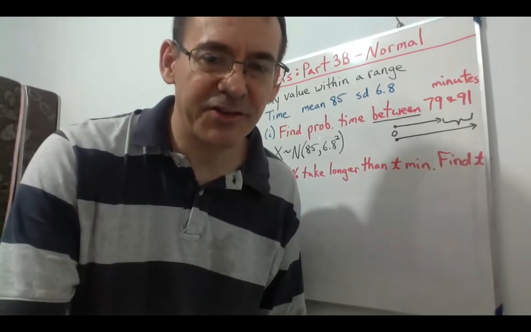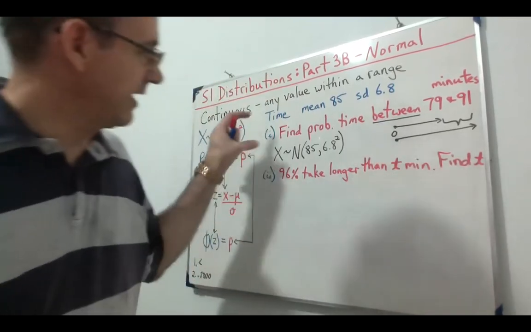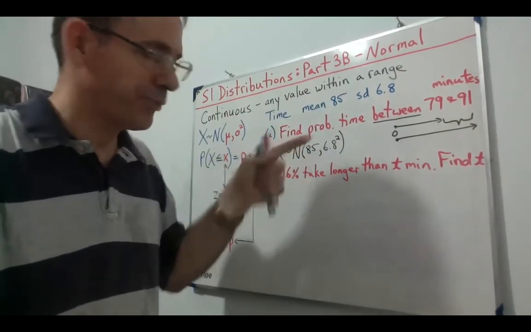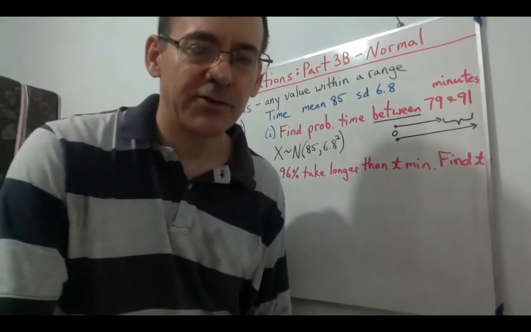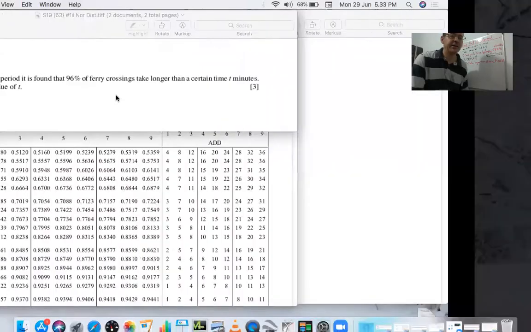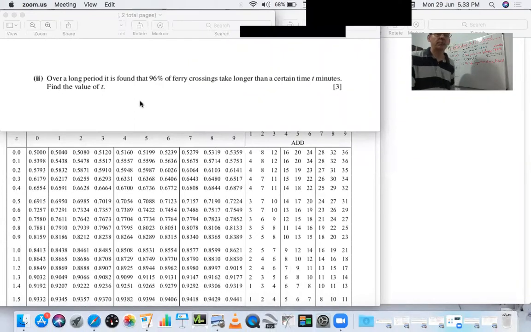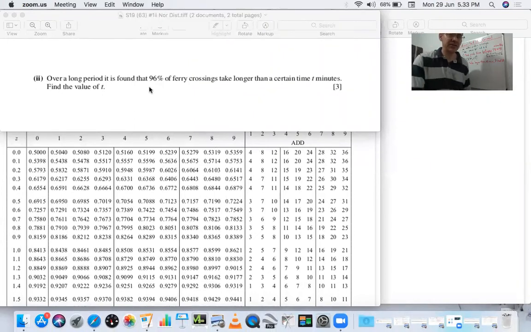Okay, let's look at the second part of this problem. Notice I kept the first part because our distribution and parameters are the same. Let's look at the second part of the question here, which says, here's part II. Over a long period, it is found that 96% of the ferry crossings take longer than a certain time, t minutes. Find the value of t.